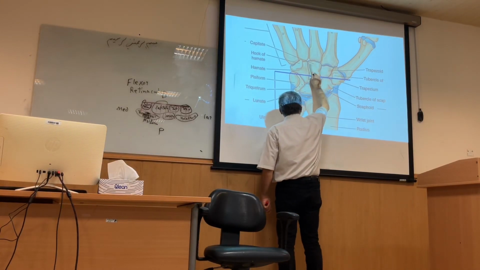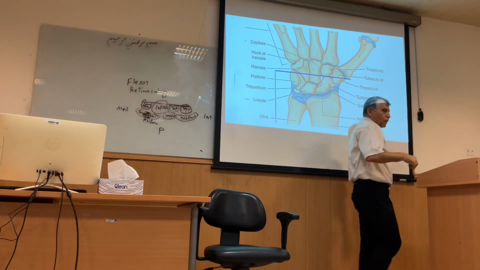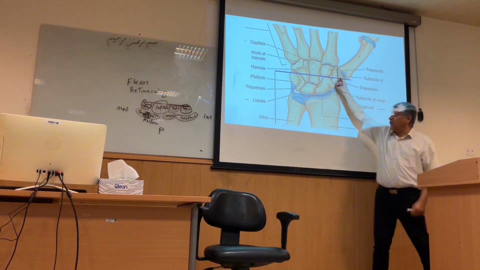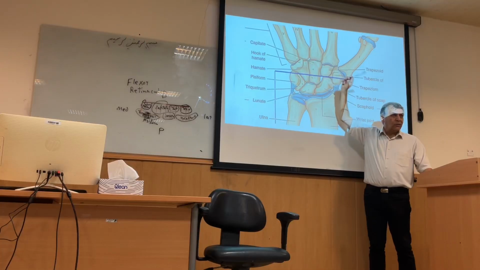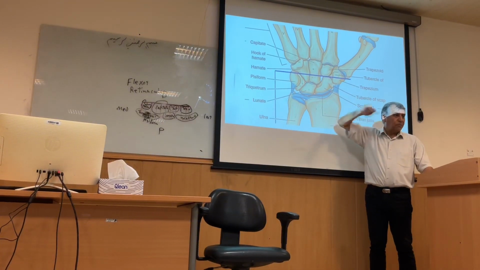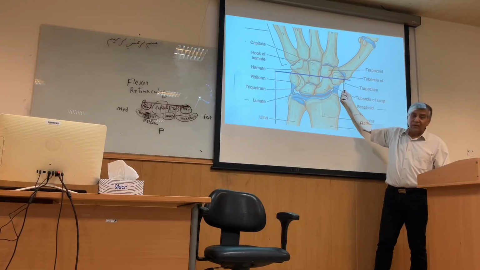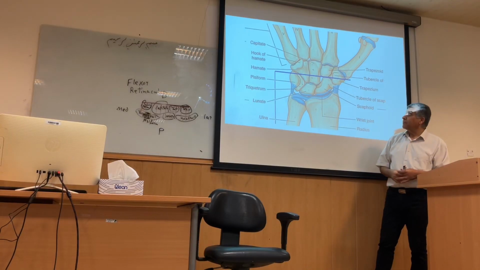This joint is called carpometacarpal joint. Type of them? Hinge, no. Condyle, no. Saddle, no. Plane. All of them are plane, except the first carpometacarpal is saddle. Is saddle. Okay?